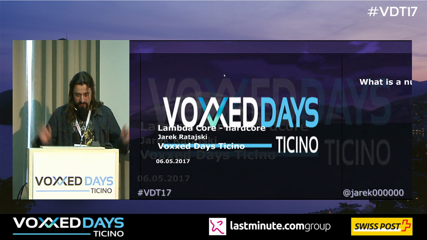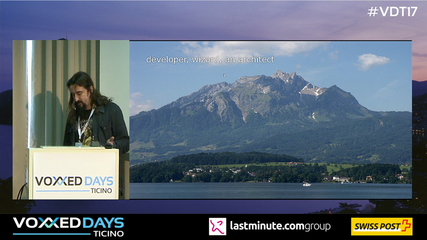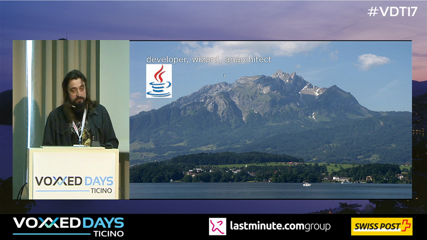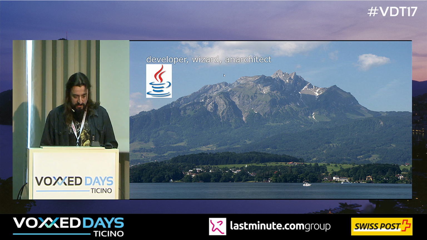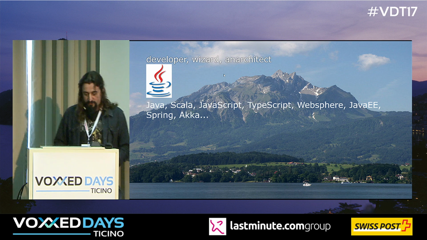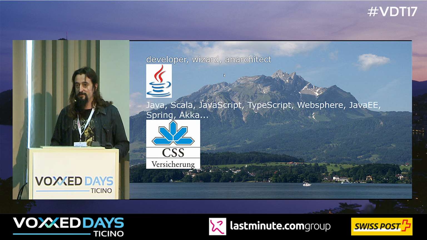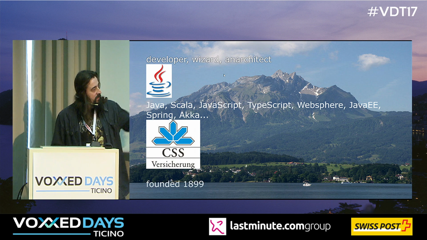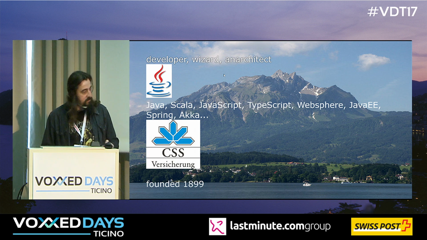So about me, maybe for those that don't know me, I'm Jarek Ratajski. I'm a developer, wizard, you sometimes see it, and an architect, written this way. I spent the last 17 years with the JVM generally, so I'm mostly a wizard of the JVM, and my Pokemons are as follows: Java, Scala, whatever. I spend my life in Lucerne working for CSS Versicherung. So CSS insurance, we don't insure style sheets yet. The company was founded over 100 years ago. You know, we have some legacy code. Well, it's okay.